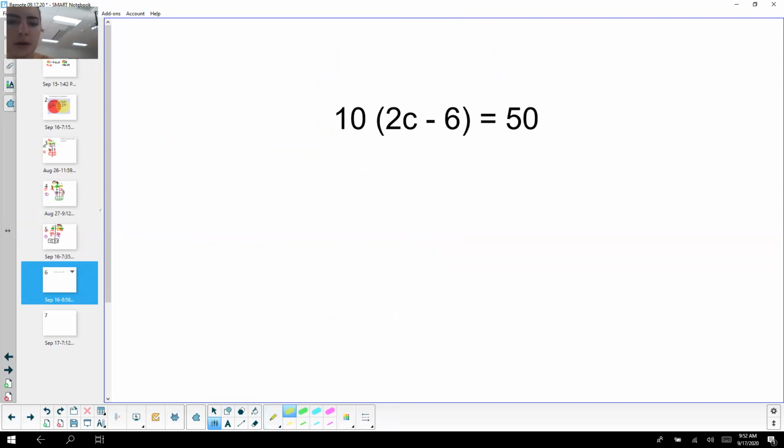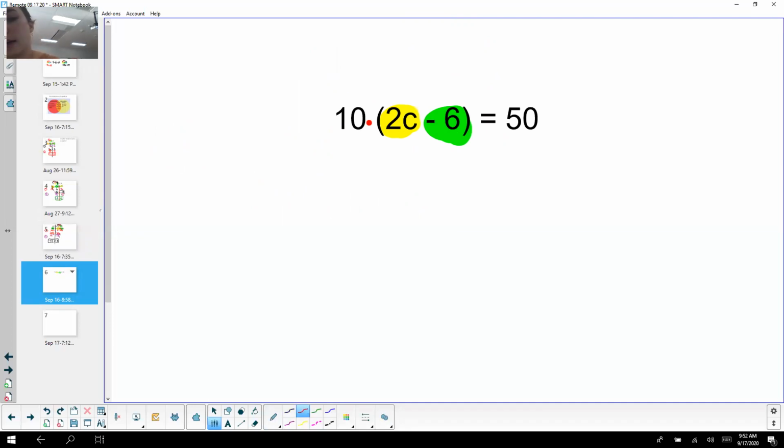All right. I'm going to go ahead and highlight. So I've got 2c and negative 6 as my terms inside my parentheses. So I need to distribute, because again, that 10 is being multiplied. It's being multiplied by both of those terms.